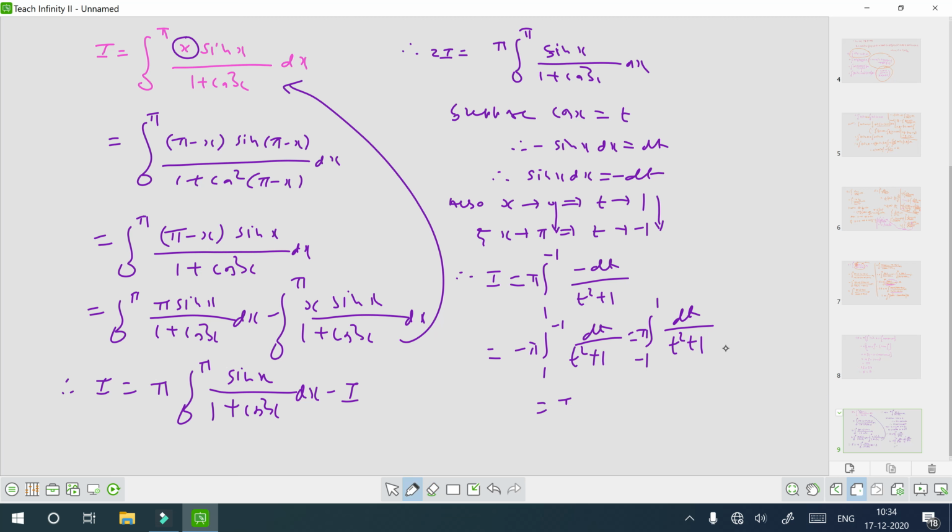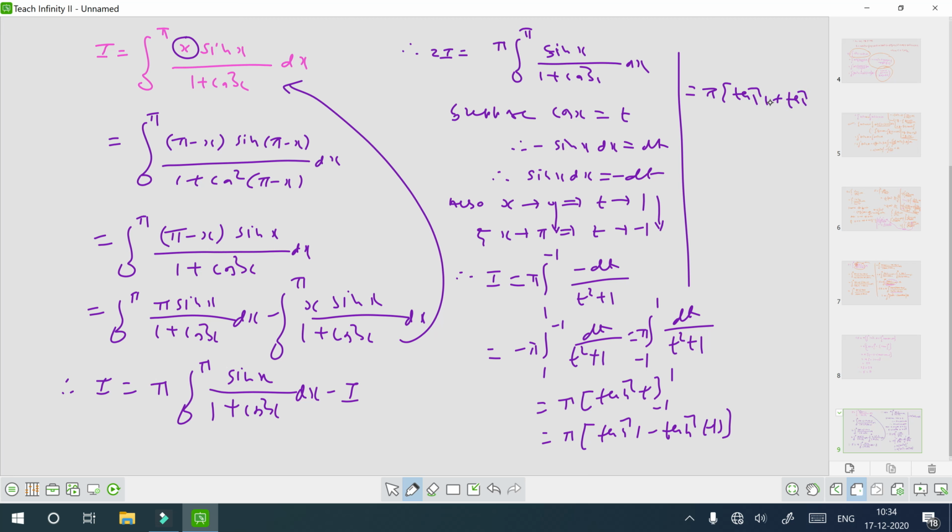That is equal to pi, tan inverse of minus 1 to 1. Pi, tan inverse 1 minus tan inverse minus 1. That is equal to pi, tan inverse 1 plus tan inverse 1, because tan inverse of minus x is equal to minus tan inverse x. So 2 pi tan inverse 1, so 2 pi into pi by 4. So it comes out pi square by 2.